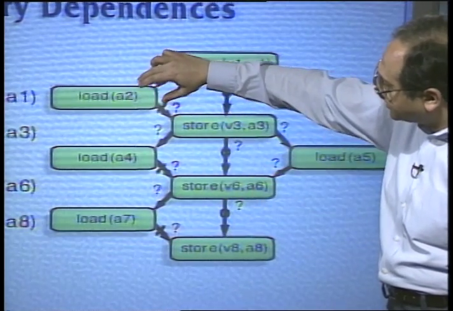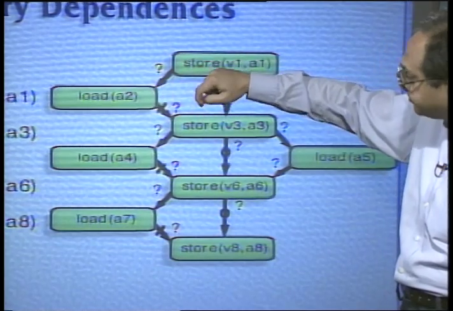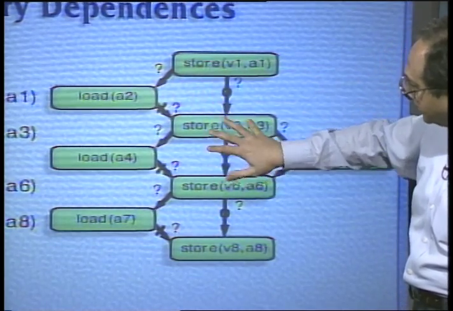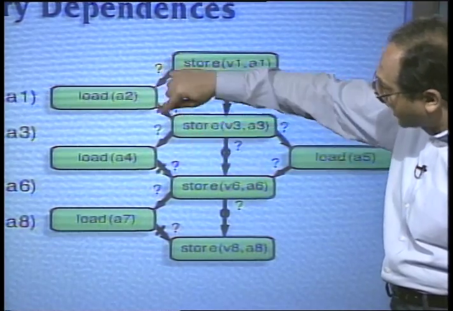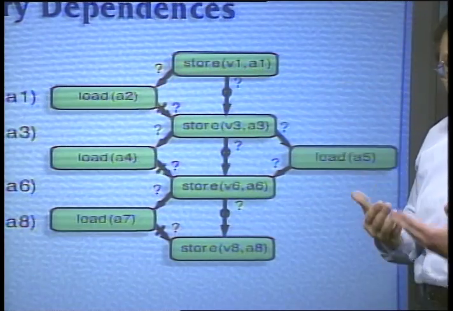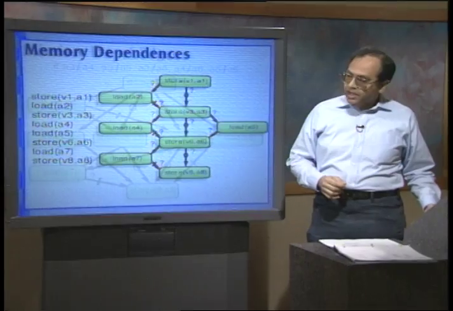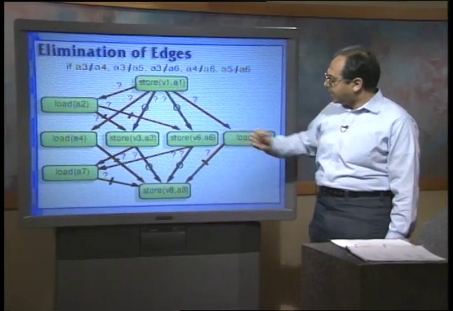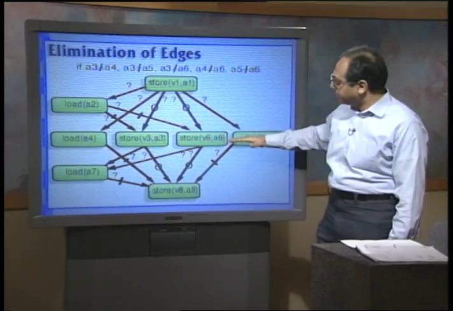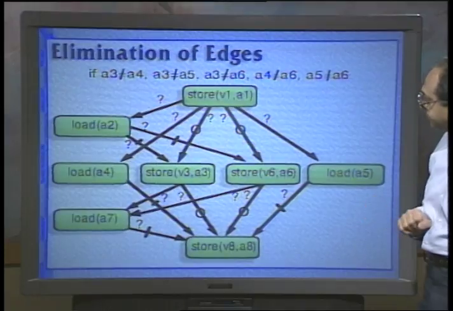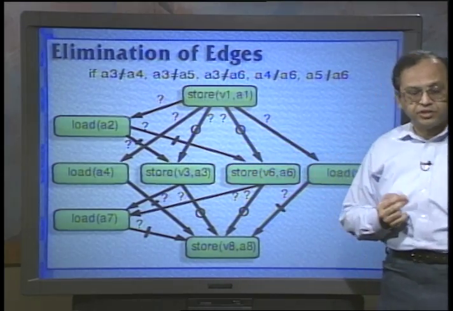In addition, if you consider this load, it used to be anti-dependent only on this store. Now that these two could potentially be in parallel, we have to make this store anti-dependent on it as well. So we'll have to add an additional edge to represent this more parallel graph. And we get, as a result, this graph over here, where in addition to those two loads that were independent, we also have two stores that are independent. But in the process of getting to this, we ended up with two additional edges.